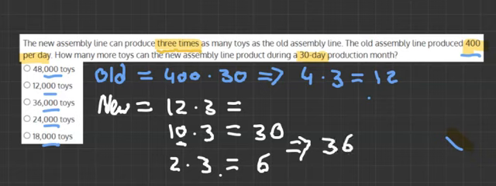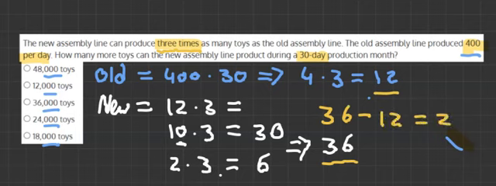And now the question's asking us, how many more toys can the new assembly line produce? So we simply take our number for the new assembly line, 36, and we minus it from the old assembly line, 12. And 36 minus 12 will equal 24. And when we look at our answers on the left, we can see 24 is our 4th option down and our final answer.